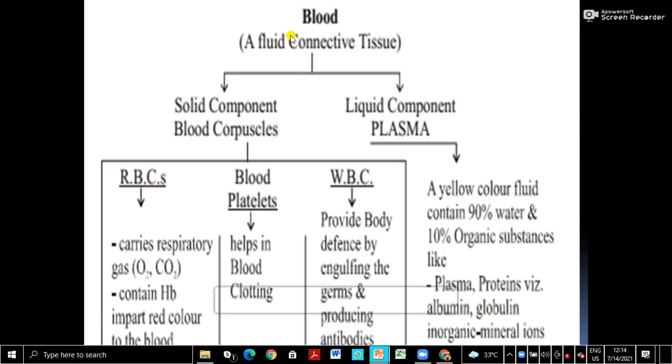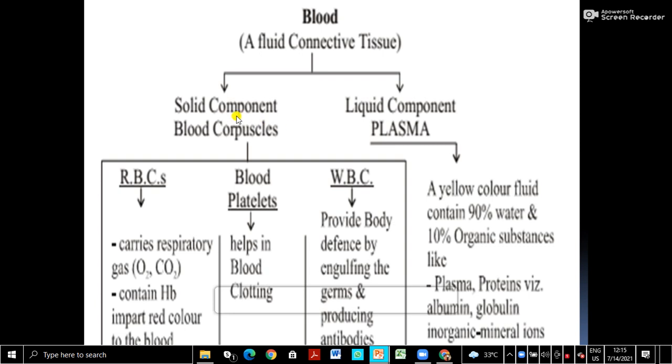Then blood has two types of components, solid components and liquid components. The solid components are called blood corpuscles, or simply you can say blood cells, and the liquid component is called plasma, blood plasma. So blood is the connective tissue, consisting of blood corpuscles and blood plasma.